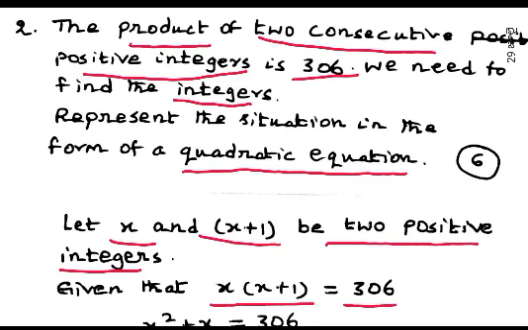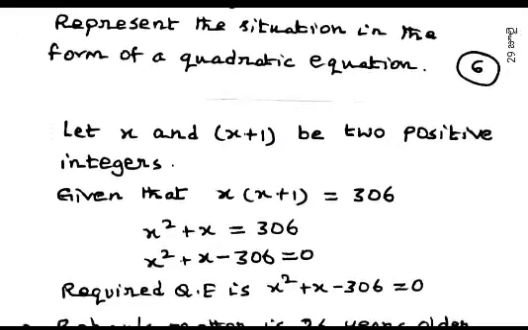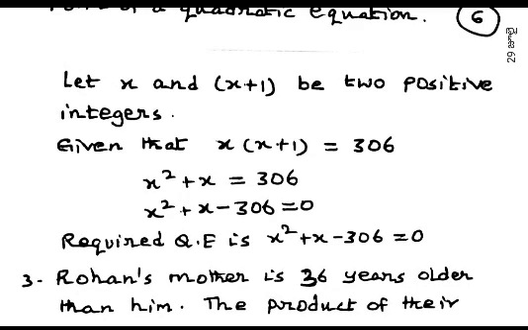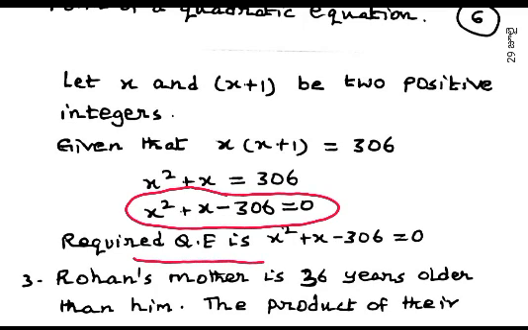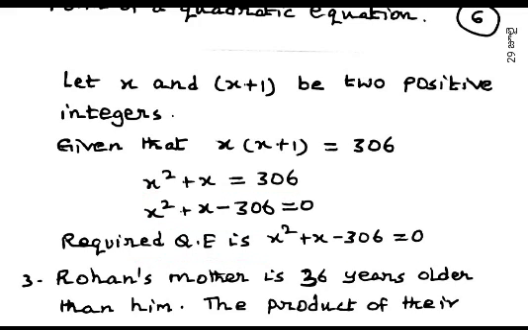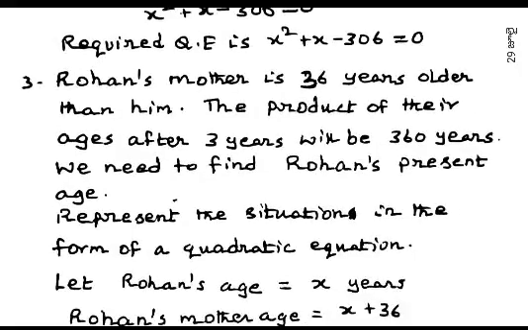If x is the smaller number and x plus 1 is the larger number, then x multiplied by x plus 1 equal to 306. Therefore, we get the quadratic equation x square plus x minus 306 equal to 0. Therefore, this is the required quadratic equation for the given situation. Now we consider another problem.